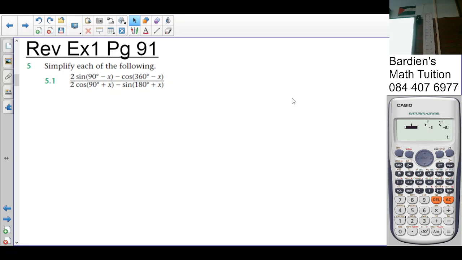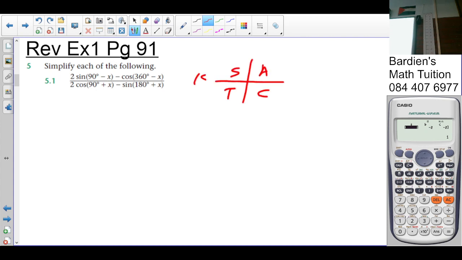Simplify the following. Reduction formula. There we go, all stations to claim. Alright. So 90 minus, which quadrant is that in? First quadrant. Sign positive or negative? Positive, but it changes to cos. So it's 2 cos x minus, 360 minus: fourth quadrant. Cos positive or negative? Positive. That's quadrant 1, 2, 3, 4. So it's positive, so positive times this negative remains negative.